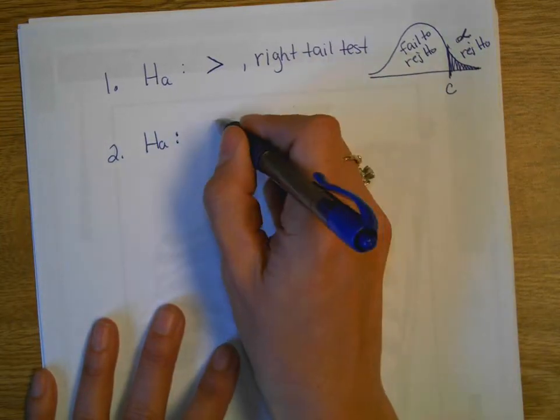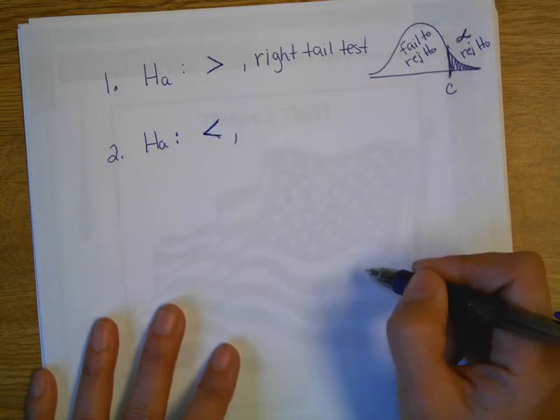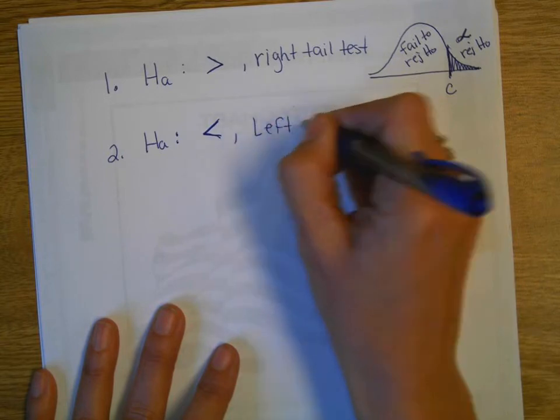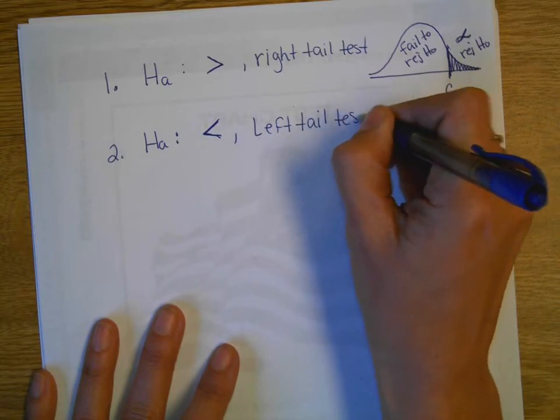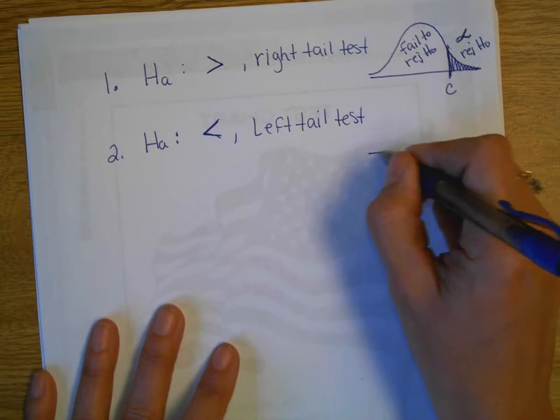Okay, you told me Ha could have a less than. What do you think we're going to call this test? Left-tailed test. Because the rejection region is going to be in the left tail. So less than, reject to the left.